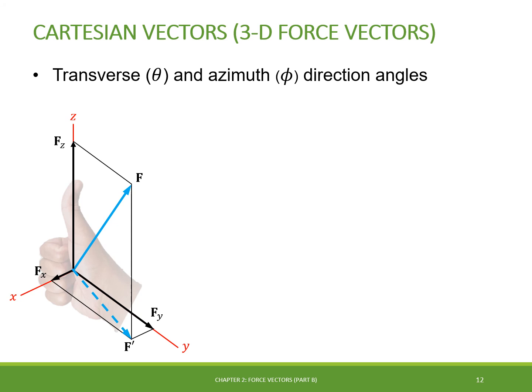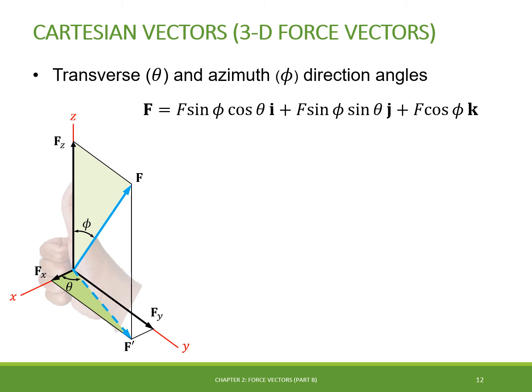Sometimes the direction of F can be specified using two other angles, which are referred to as the transverse angle theta and the azimuth angle phi. The transverse angle is defined by a triangle formed by the projected vector F prime and the x-axis, and the azimuth angle is defined by a triangle formed by F and the z-axis. Then we can write F in the Cartesian vector form using this equation as a function of the transverse and azimuth angles.